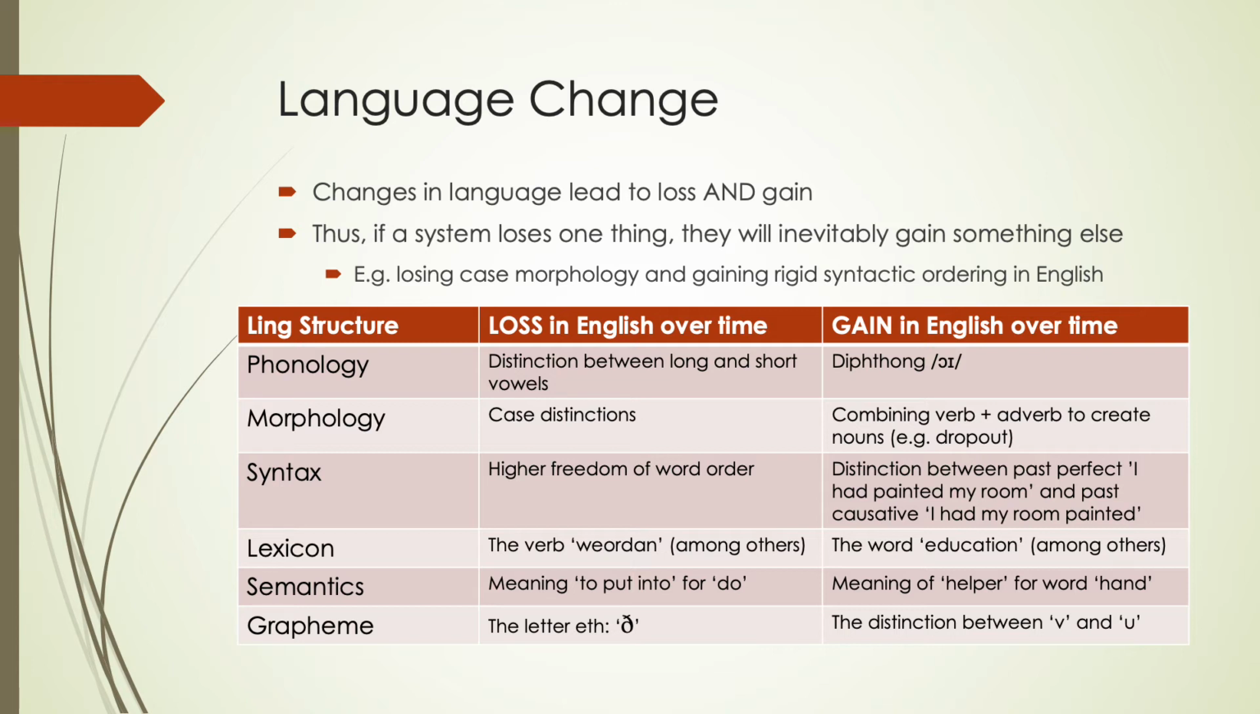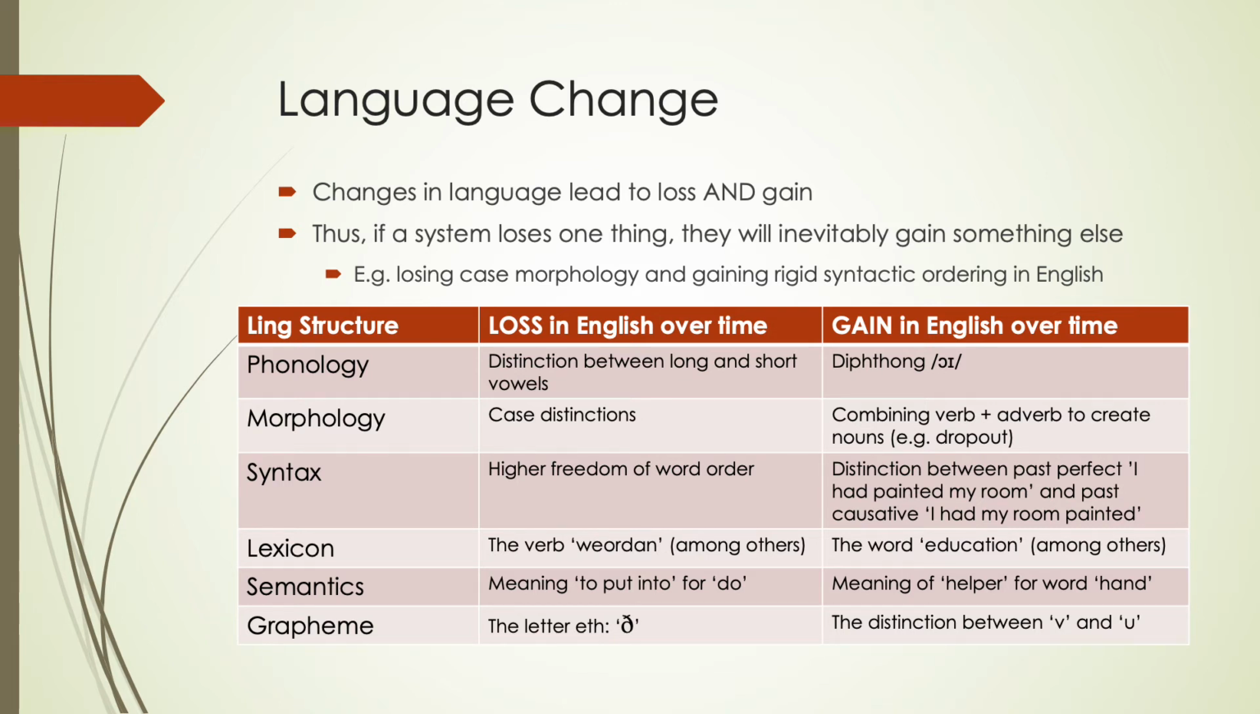For morphology, as we mentioned, we lost a lot of distinctions in case, but we've gained other constructions that we've been able to put together with word formation, so we can combine things like verbs and adverbs to create nouns. Drop out is an example of that, where you're taking a verb and a particle, you're putting it together, and that can now be used as a noun. So we have new ways of forming words, new ways of putting things together that we didn't used to have.